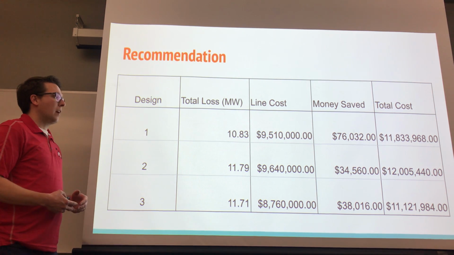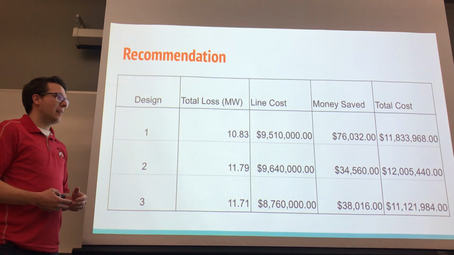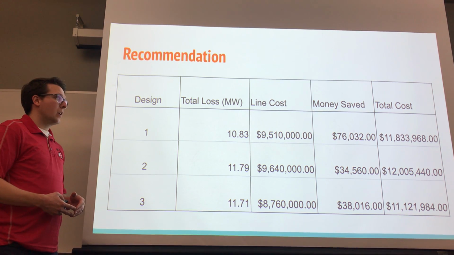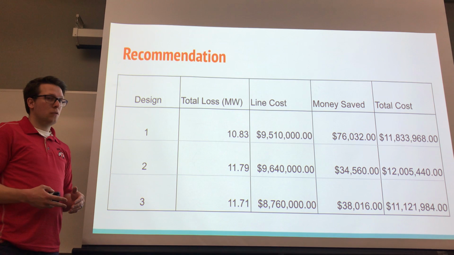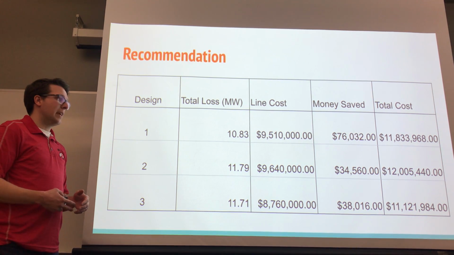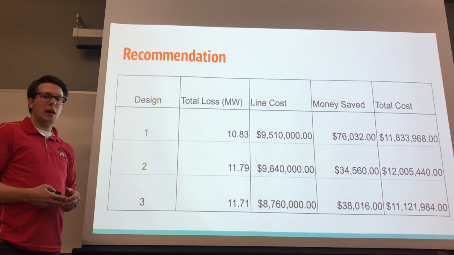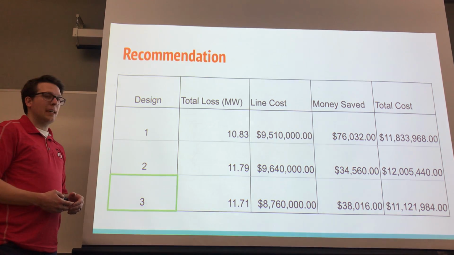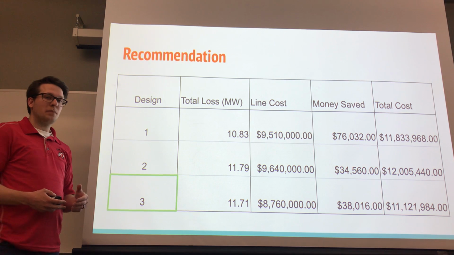Design 1 has a better total loss, but design 3 has a total cost less than design 1. If we look at the money saved, you see that the total cost is magnitudes bigger than the money saved. So in order to save that money back for having a lower loss, it would take a lot more than 5 years to do so. So we ultimately decided that design 3 would be the best design for adding this new load and eliminating the contingencies.